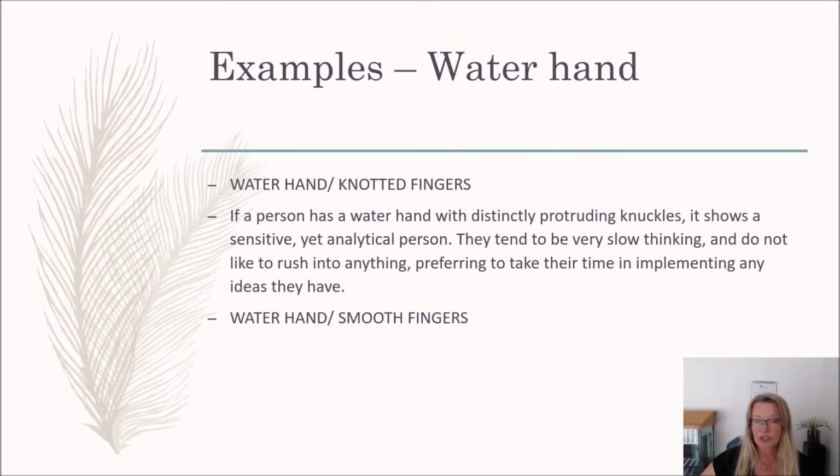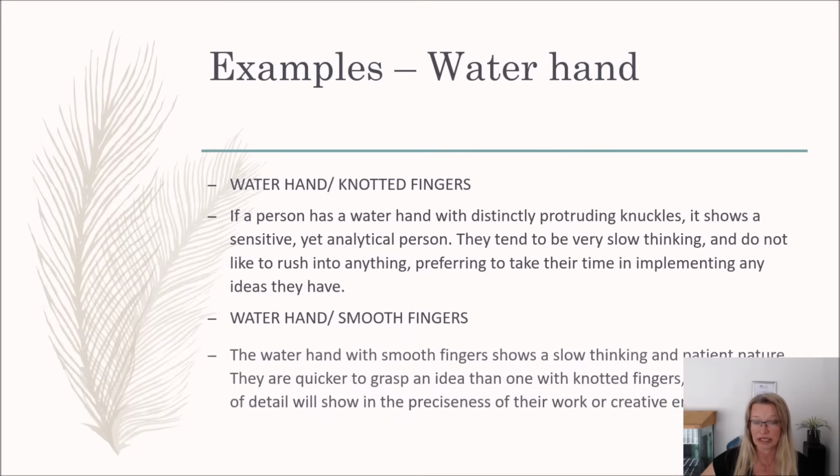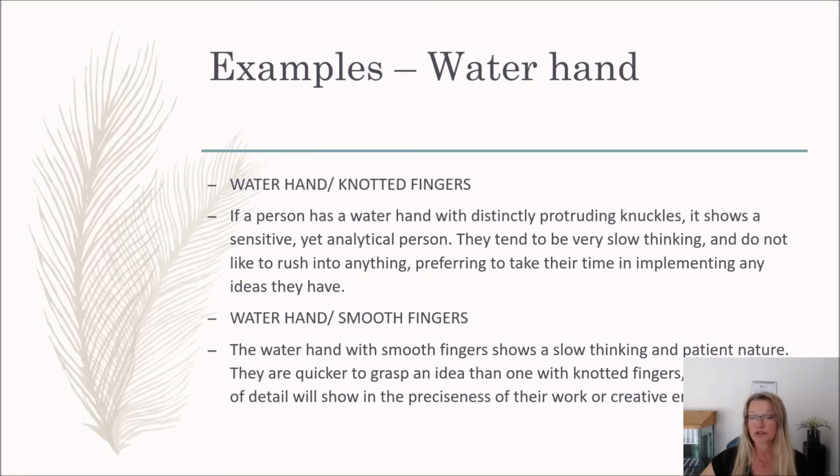If the water hand, that narrow hand, has smooth fingers with no protruding knuckles, it shows someone more slow thinking and very patient in nature. They're quick to grasp an idea compared to someone with knotted fingers, and they show preciseness in their work or creative field.